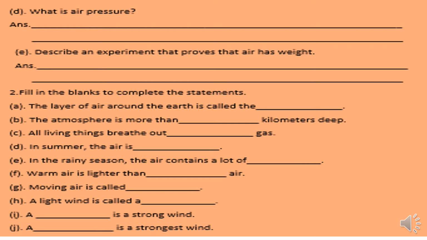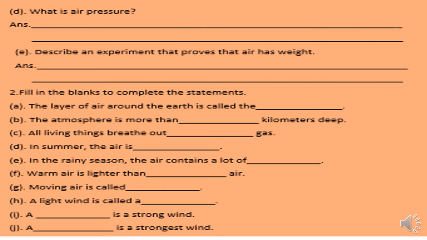Next question is, what is air pressure? The air is pressing down on all the things, and the way air presses down is called air pressure. The air is exerting pressure on all the things, and the way in which the air presses down is called air pressure. E part is, describe an experiment that proves that air has weight.